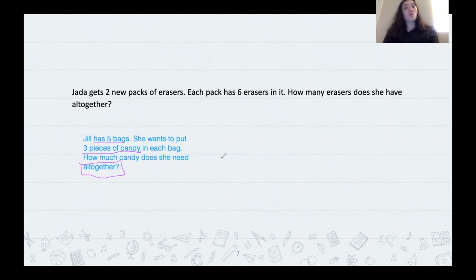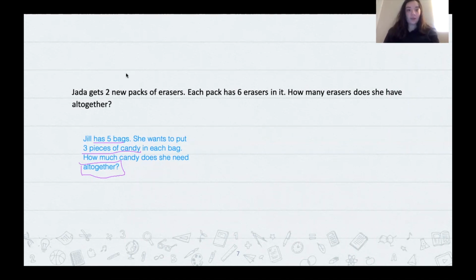I'm going to have you guys go ahead and pause this video, try that problem out on your own. You can solve it however you like. If you want to skip count, if you want to draw an array, if you want to draw a picture, do whatever you like. And then when you press play, I'm going to go ahead and go over it. This is going to be your exit ticket for today. Go ahead and pause this video now. And when you press play, I'll go ahead and explain.